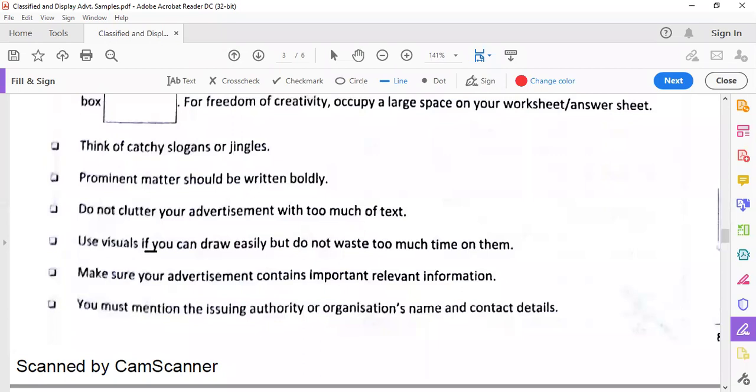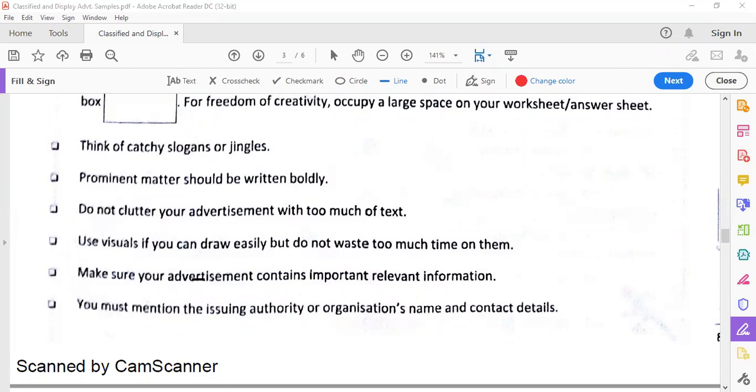Use visuals if you can draw easily, but do not waste too much time on them. If you have a good hand in drawing, you can draw the visuals. Show your creativity here by drawing whatever you want to show relating to that particular topic, but don't waste too much time, so that you don't spend an hour on this poster or this ad and then your remaining paper is not completed. It should be properly taken care of.